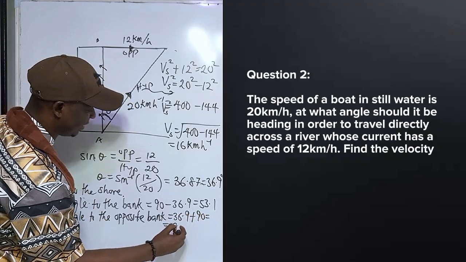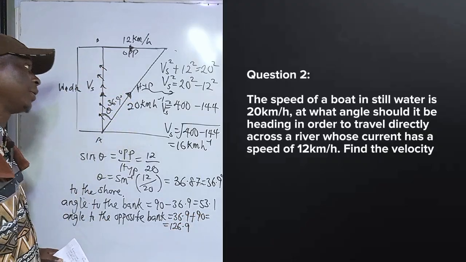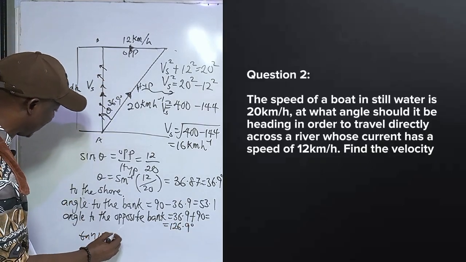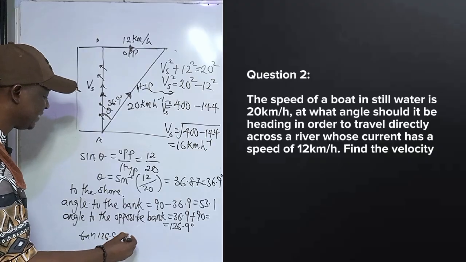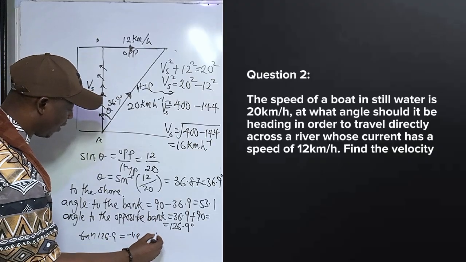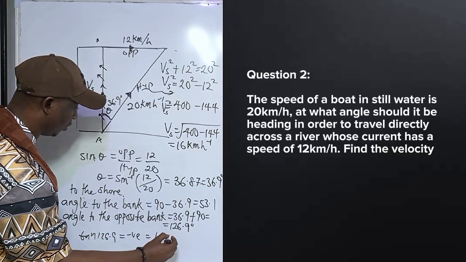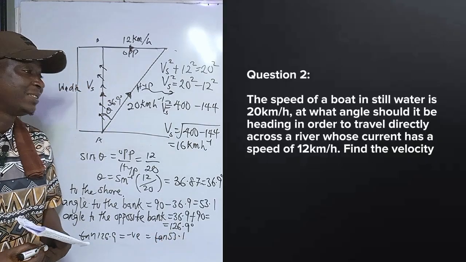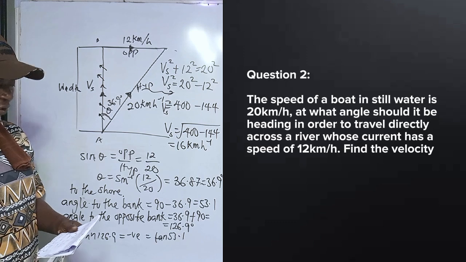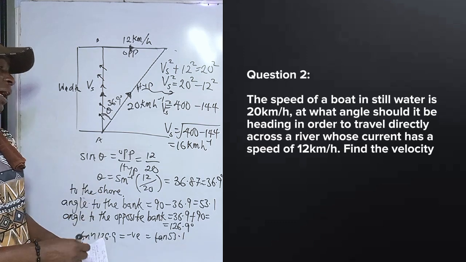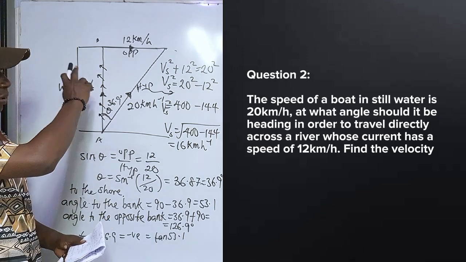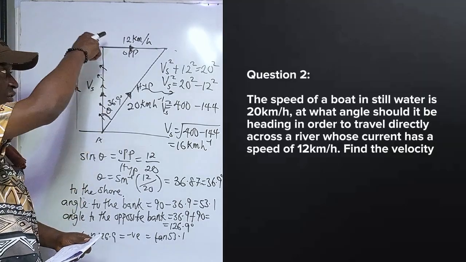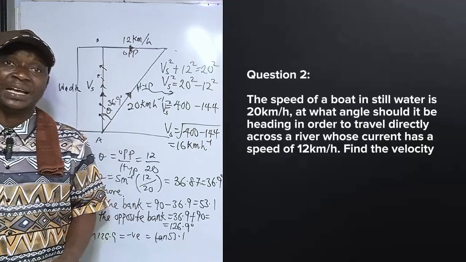You are going to have 126.9 thereabout. If you find tan of 126.9, it will give you the negative of tan of 53.1. If you do it, you see that the negative indicates the opposite bank. So we have solved the direction to the shoreline, to the bank, and we have also calculated the velocity in still water, because they say find the velocity that you used to cross or to be headed.